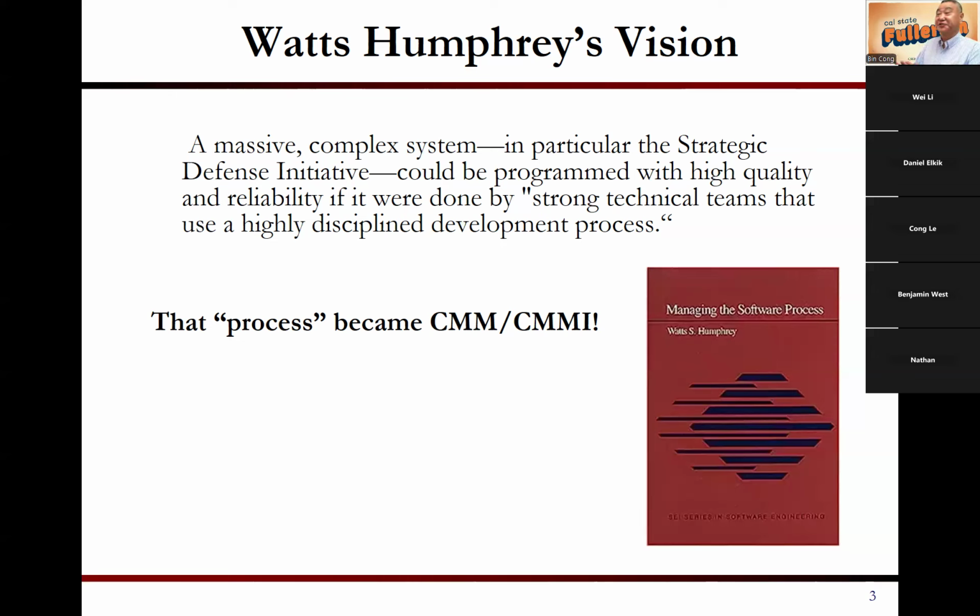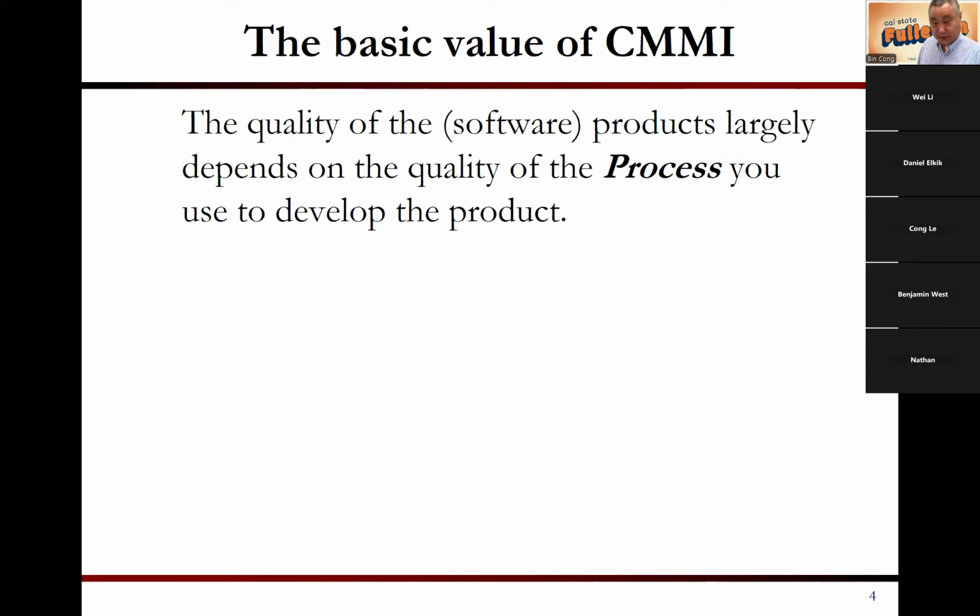Obviously a lot of things change, but the basic idea, the core principle, still defines how we build high quality software. Do you believe this? That basically defines the value of CMMI. The quality of software largely depends on the quality of the process you use to develop the product. You can say this is the law. This basically defines the value of CMM. That's why process improvement is important.